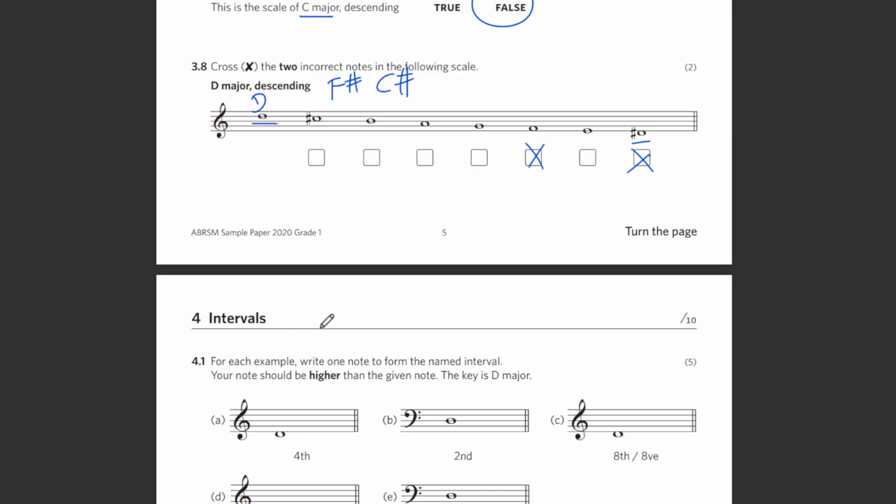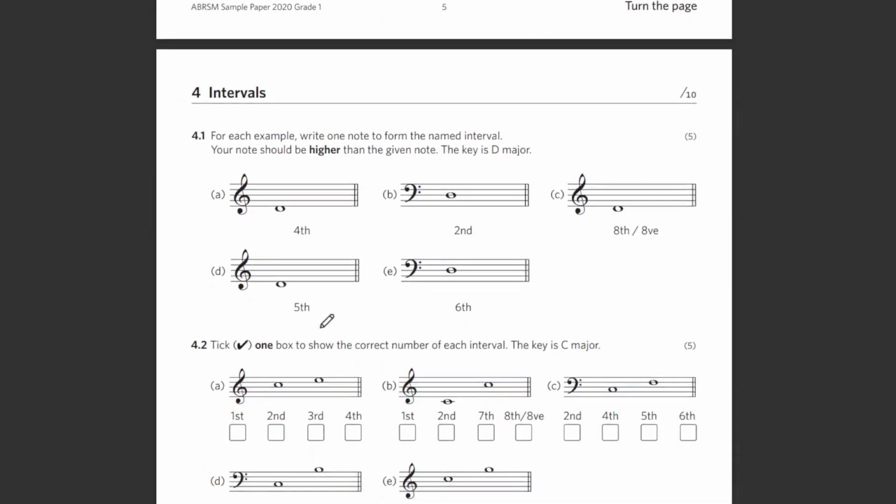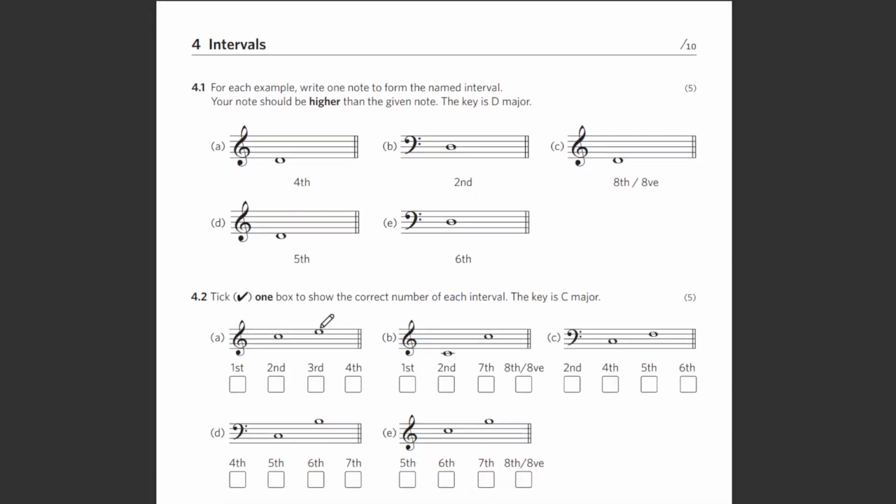Now that we have completed the section on keys and scales, let's move on to the next section, section 4 of your grade 1 ABRSM online music theory exam, which is on intervals. So now for each example, write one note to form the named interval. Your note should be higher than the given note. The key is D major.